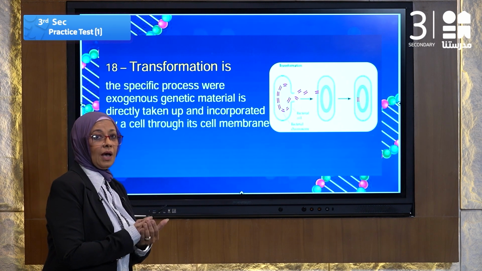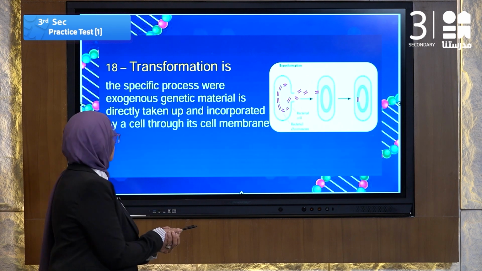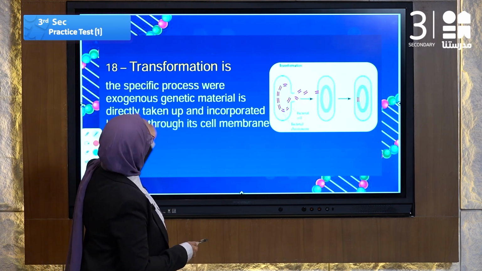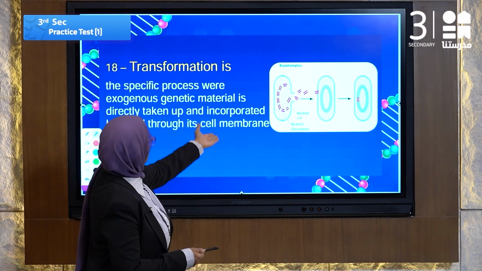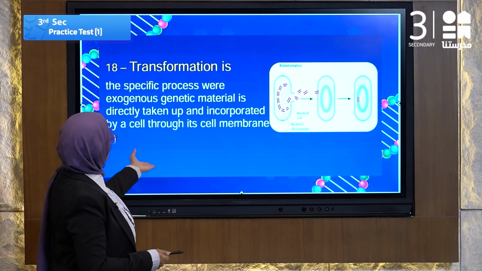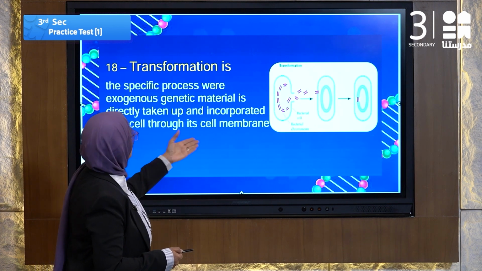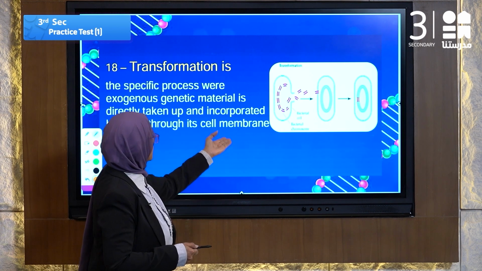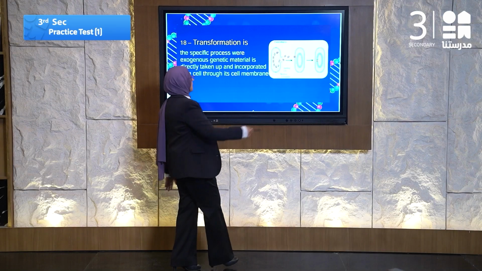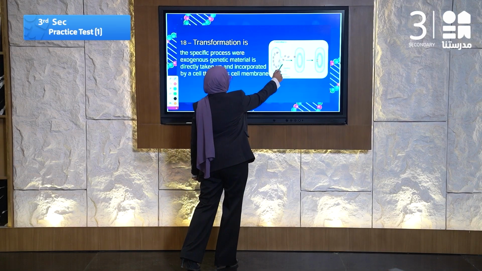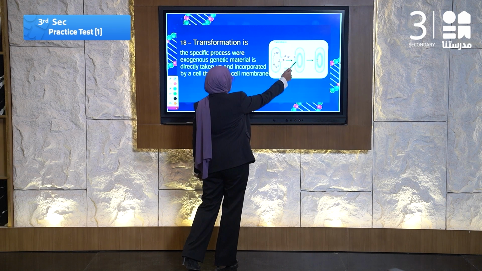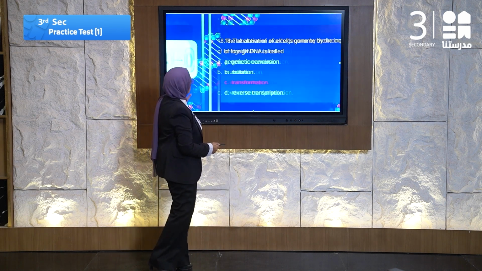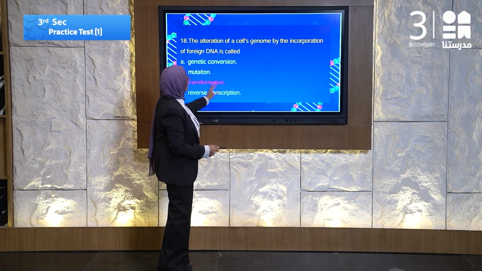Let's talk about transformation. How is transformation done? It is a specific process where exogenous genetic material is directly taken up and incorporated by a cell through its cell membrane. It will enter the cell membrane, then attack the cell and make the transformation. So the answer will be transformation.